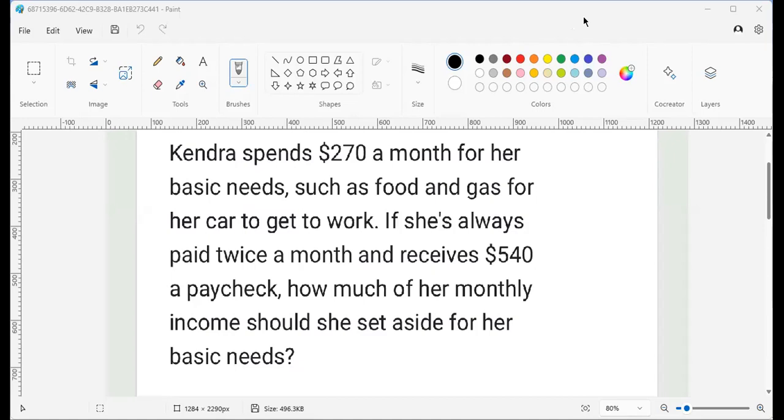For the HESI exam, the question states: Kendra spends $270 a month for her basic needs, such as food and gas for her car to get to work. If she's always paid twice a month and receives $540 a paycheck, how much of her monthly income should she set aside for her basic needs?